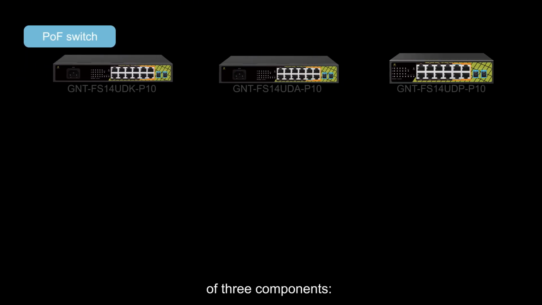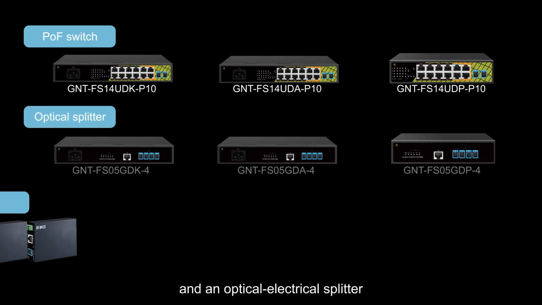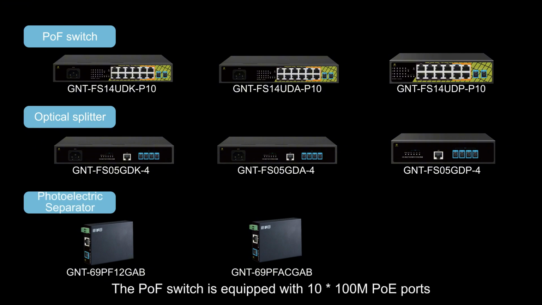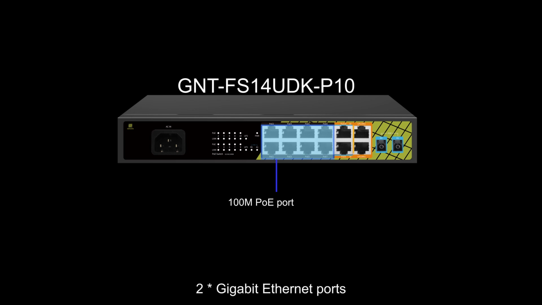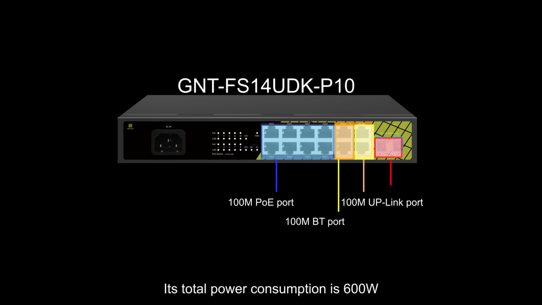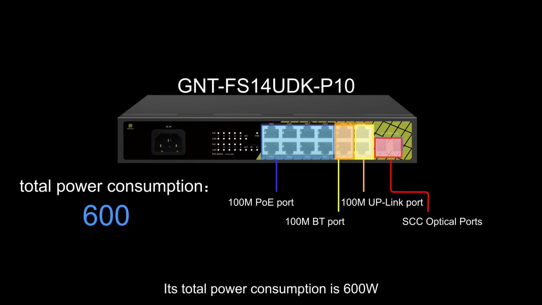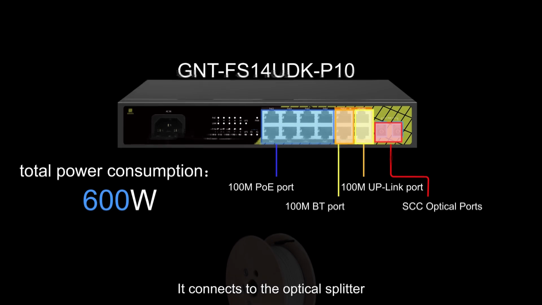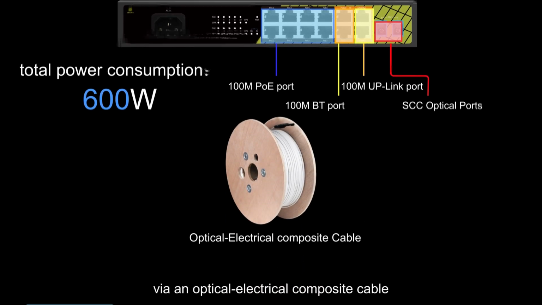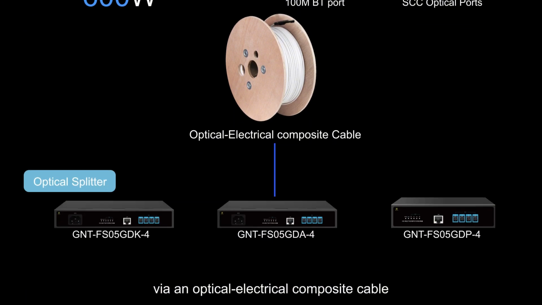GENATA PoF full optical network primarily consists of three components: a PoF switch, an optical splitter, and an optical electrical splitter. The PoF switch is equipped with 10 100M PoE ports, 2 gigabit Ethernet ports, and 2 SC optical ports. Its total power consumption is 600 watts, providing power to all devices connected downstream in the full optical network. It connects to the optical splitter via an optical electrical composite cable.